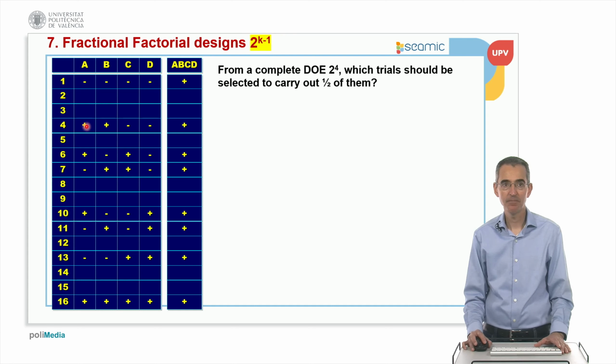It's like saying plus 1 multiplied by plus 1 is 1, plus 1 multiplied by minus 1 is minus 1, minus 1 multiplied by minus 1 is 1. So this is the way to understand this. If we make this kind of operations, we always obtain a plus 1 in this last column. So this is indicating that we have to choose those rows in this matrix where this product is plus. This is the way to select the trials. We have to select those rows where this 4th order interaction has the sign plus.